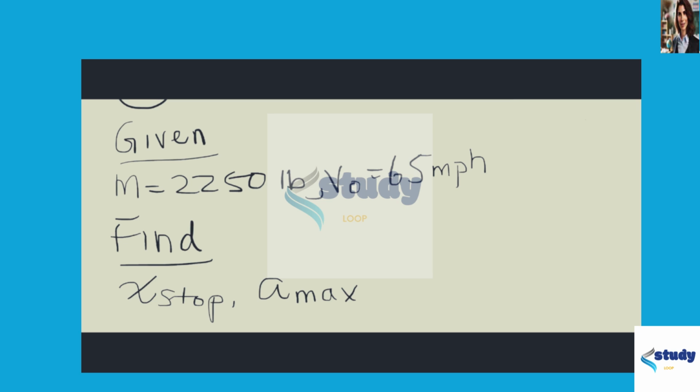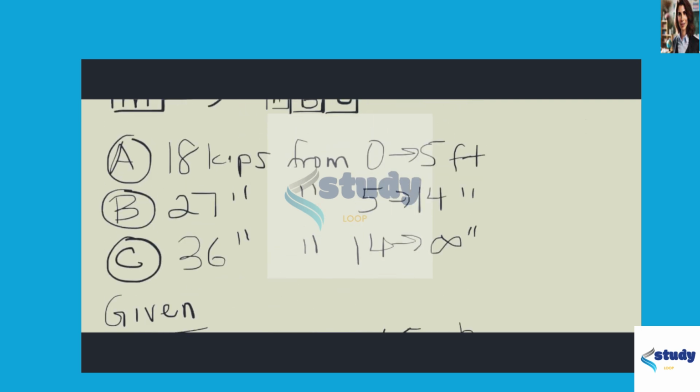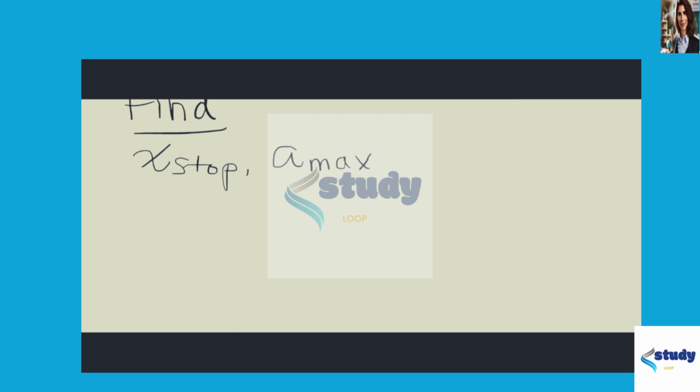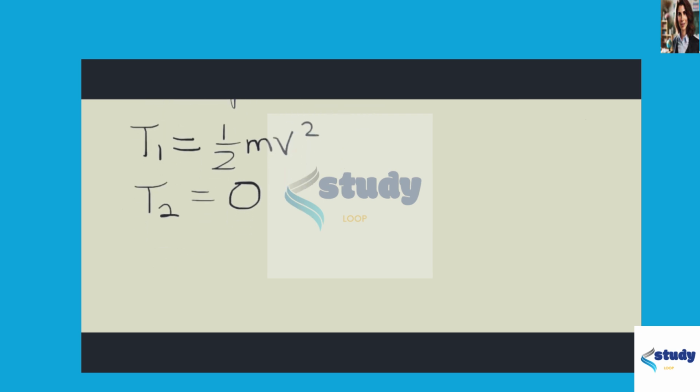So the first thing we're going to do is assume that the car stops at less than 14 feet. So we're only going to be using the forces from the 18 kips and the 27 kips. And we're just going to use the equation that relates kinetic energy to work. We know that kinetic energy at the beginning is simply 1/2 mv squared. Kinetic energy at the end, since the vehicle is being brought to rest, is 0. And the work is simply going to be those forces that I mentioned above acting over the prescribed distances.